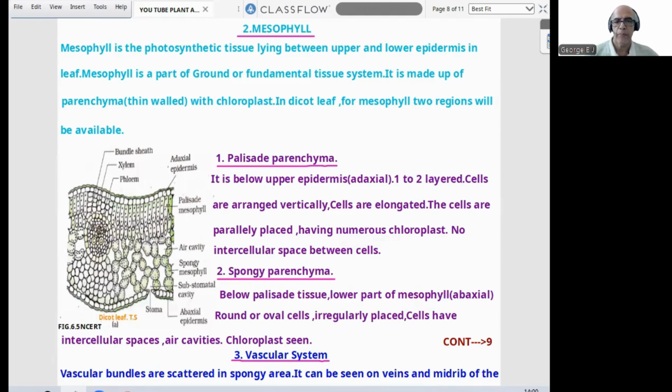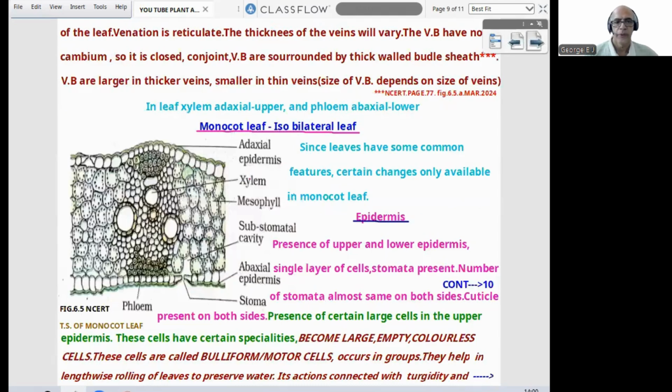Then spongy parenchyma is below the palisade tissue, the lower part of the mesophyll, abaxial, with round or oval cells. Irregularly placed cells have intercellular spaces, air cavities, and chloroplasts are seen. Now comes the vascular tissue system. Vascular bundles are scattered in the spongy area. They can be seen in veins and the midrib of the leaf. Venation is reticulate, and the thickness of the veins will vary.